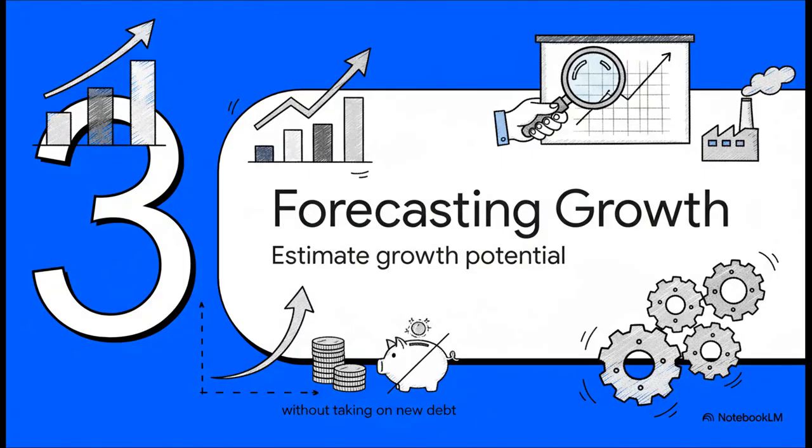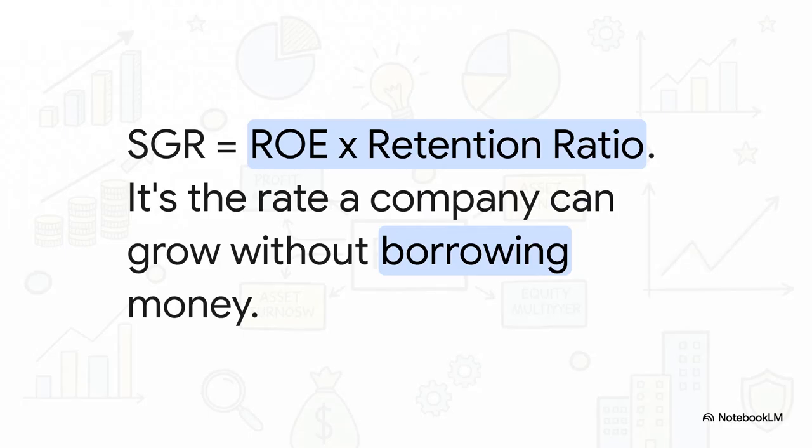All right, now let's take this to the next level. ROE isn't just a report card on the past. It can actually be a powerful forward-looking tool. You can use it to get a pretty good estimate of how fast a company can grow without having to borrow more money or issue new stock. And the way we do that is with something called the Sustainable Growth Rate, or SGR.